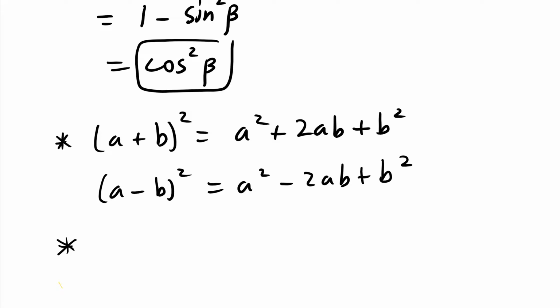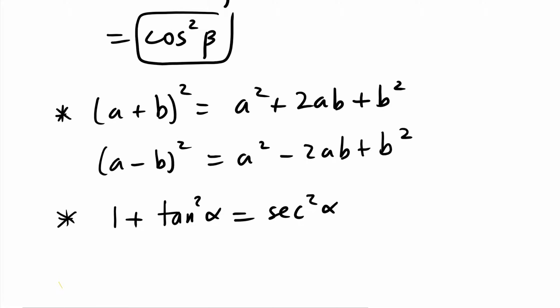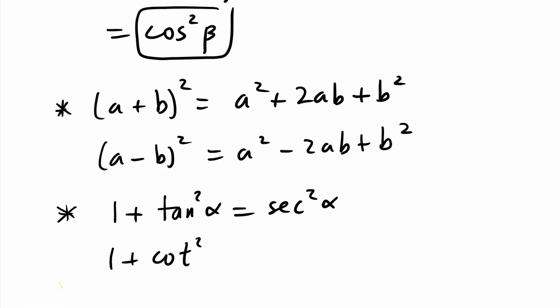The other formulas are good to know. 1 plus tangent square alpha is secant square alpha. 1 plus cotangent square is cosecant square.